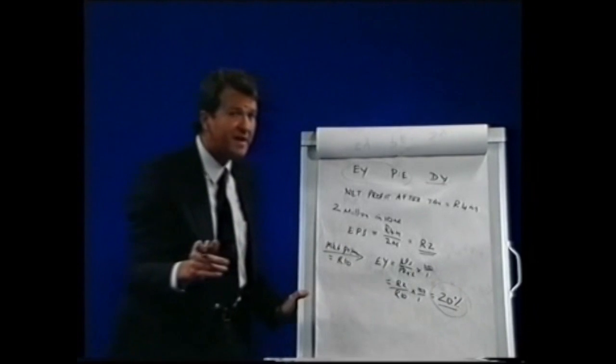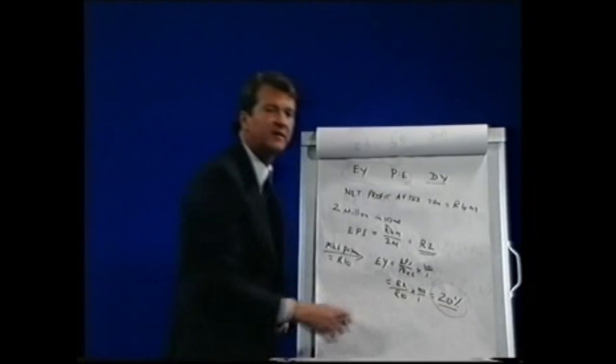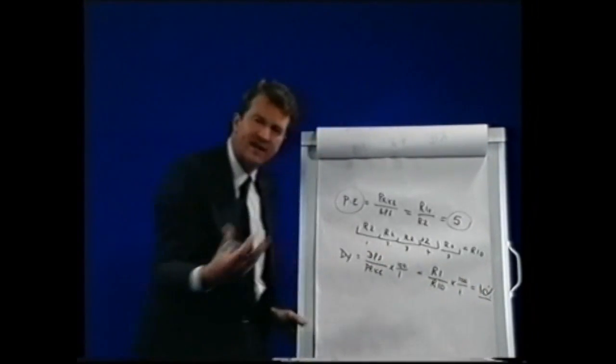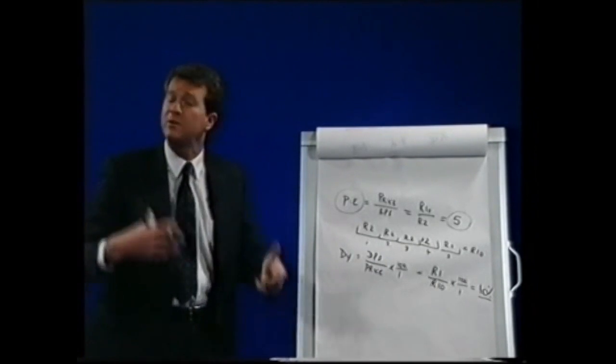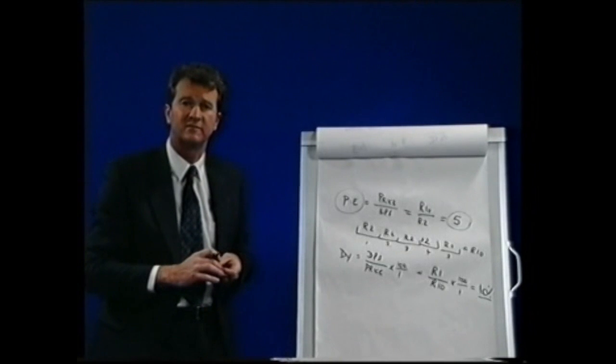Now please notice that there's an interesting relationship between the dividend yield and the earnings yield. Remember the company pays out half of what it earns. Therefore, if the company is earning at the rate of 20% and it's paying a dividend of half that 20, in other words 10%, then we would understand that this company has paid out half and kept half for itself.